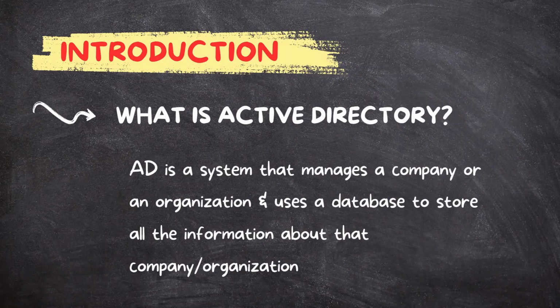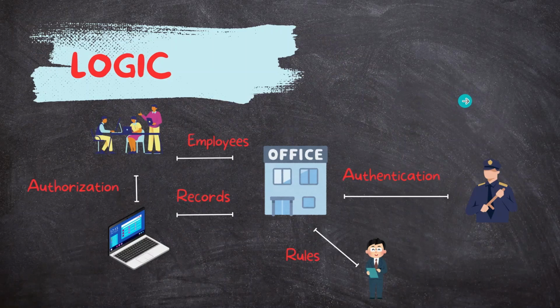Think of an Active Directory like a system that manages a company or an organization, and it uses a database to store all the information about that company or organization. In simple terms, think of an Active Directory like a database, but more. In simple terms, think of an Active Directory like an office setting.